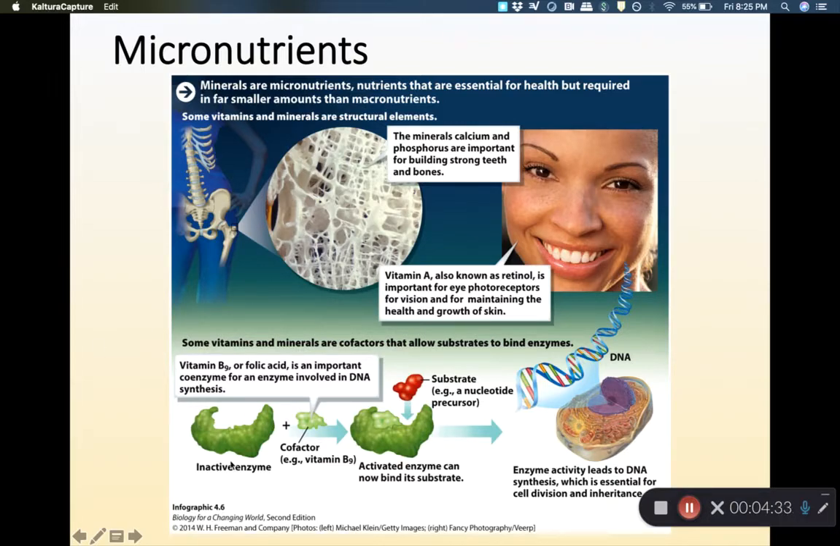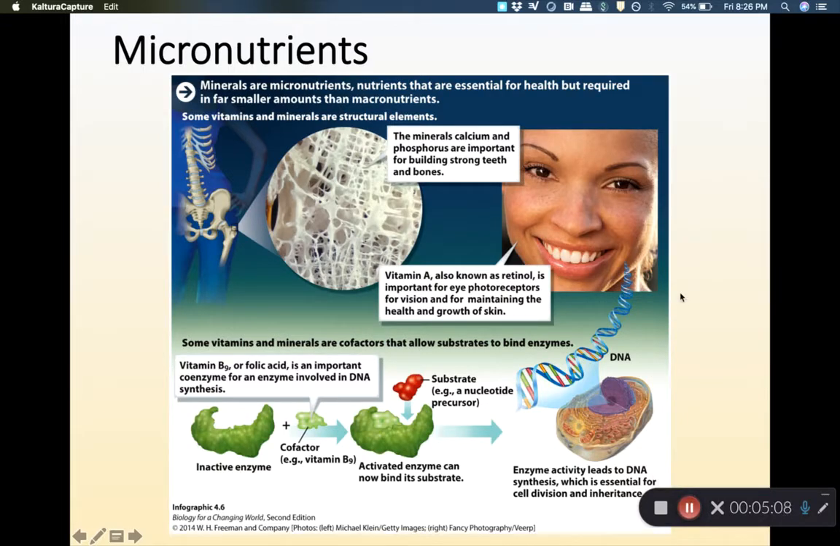The other way we can think about some vitamins and minerals is the idea that they can be cofactors or coenzymes. So here we have this inactive enzyme, but when we have this cofactor, in this case vitamin B9, it goes in and activates this enzyme so that the substrate can bind specifically to this enzyme. And this enzyme activity leads to DNA synthesis, which is essential for cell division and inheritance.